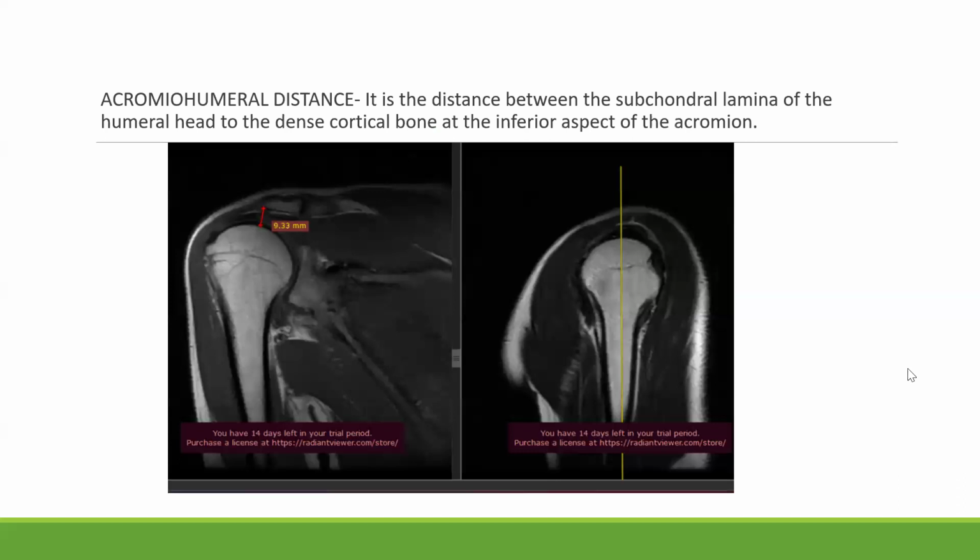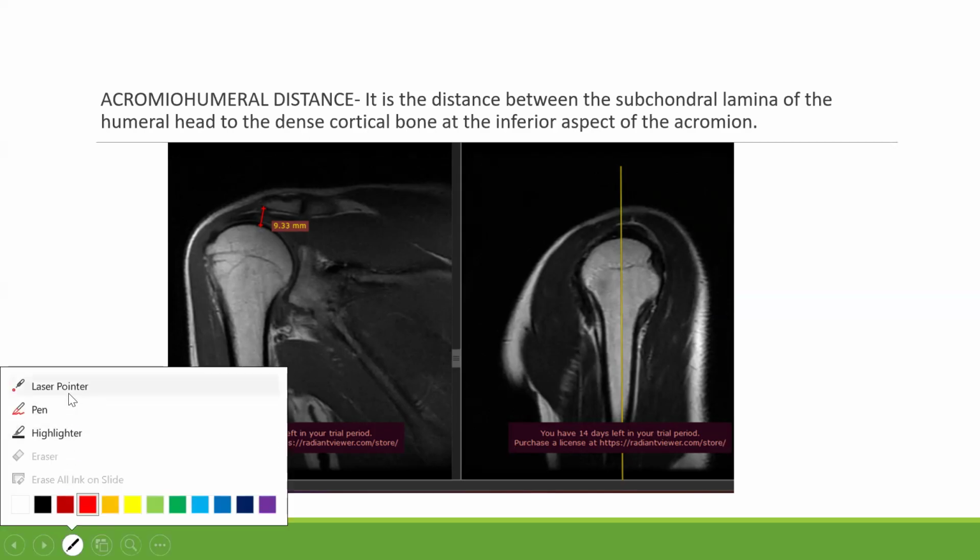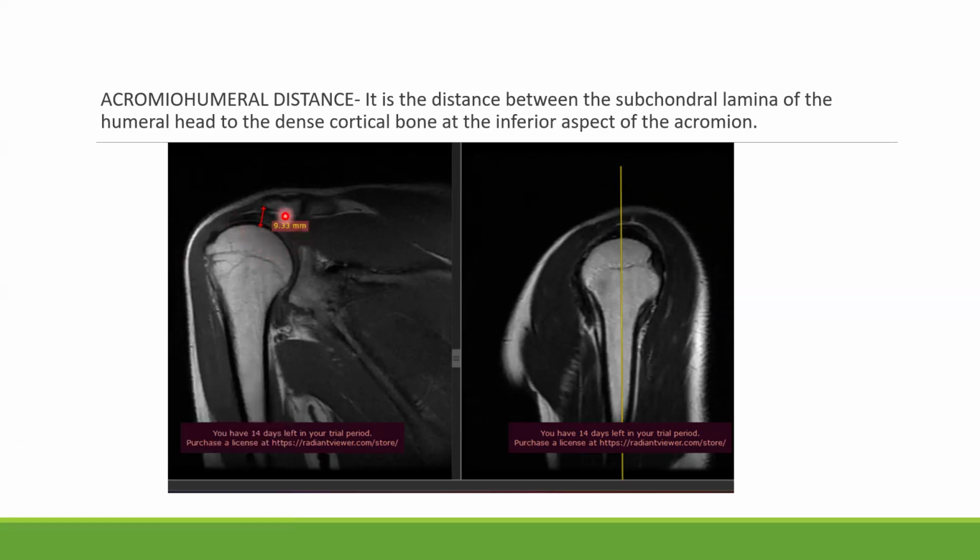The measurements that I have included in this study are as follows. First, we'll see the measures of acromial morphology. The first one is acromiohumeral distance. Here, as we can see, it is the distance between the subchondral lamina of the humeral head to dense cortical bone at the inferior aspect of the acromion.